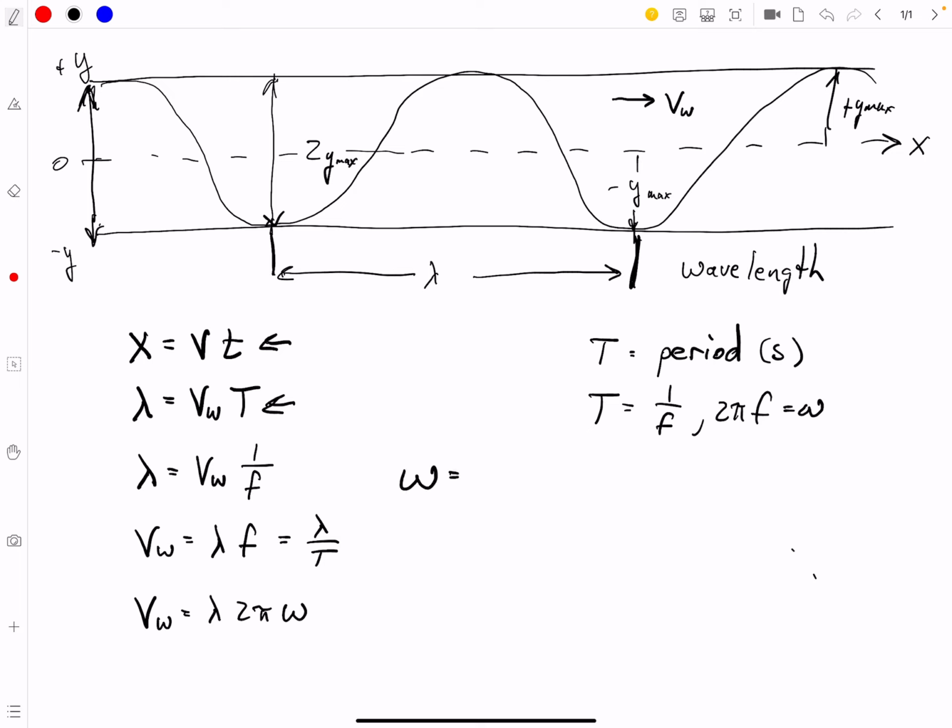So omega equals velocity of the wave over lambda times 2 pi. Or 2 pi lambda, which is how most people write it. So let me write it again. V wave is 2 pi lambda. Okay, so every single equation that you would want is there.